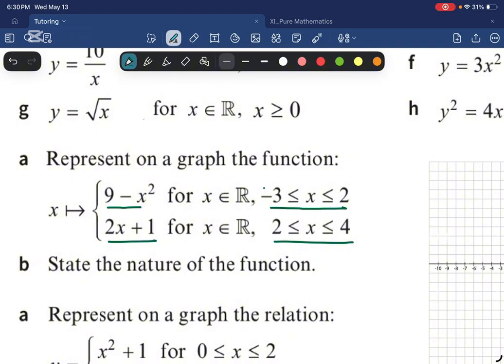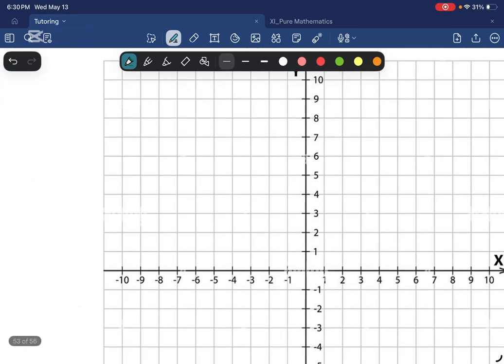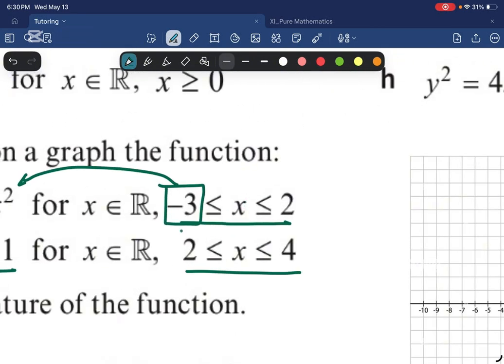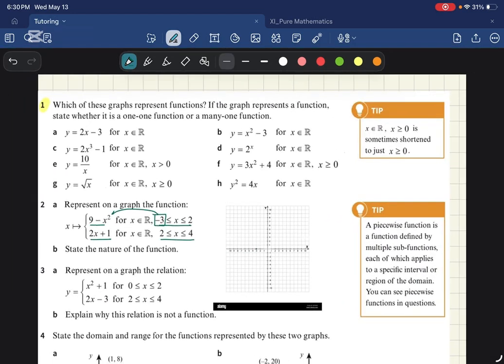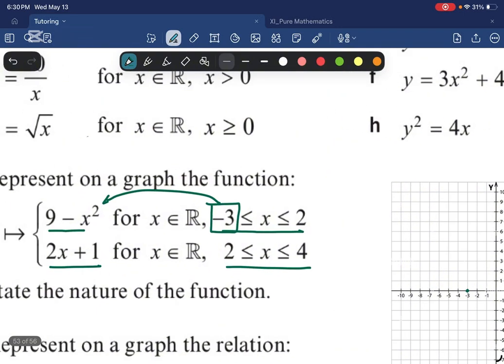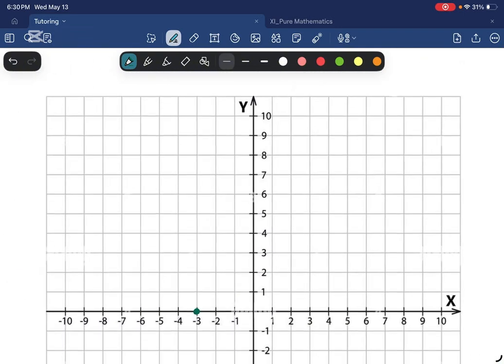So if my x is negative 3, I put negative 3 into this equation, right? Negative 3 squared gives me 9. 9 minus 9 gives me 0. So if I go to my graph here, at negative 3, I have 0. Now, another point I can put within this restriction is I can put 0. 0 is between negative 3 and 2. So if I put 0 here, I get positive 9.